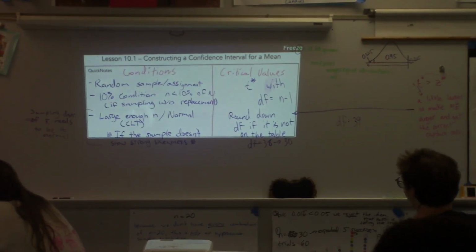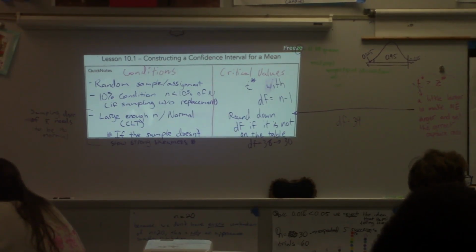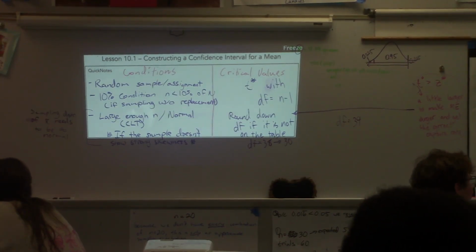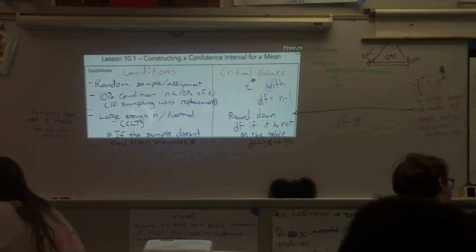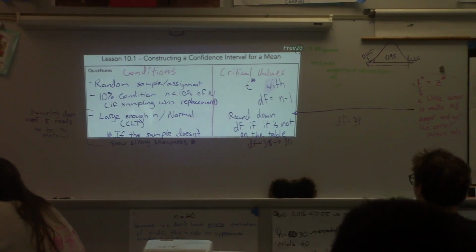No, it's not just making stuff up. If you look here, going back to the pennies, what kind of population distribution did it have? It was very skewed, right? Remember, it was a very skewed distribution, and then our sample was also very what?